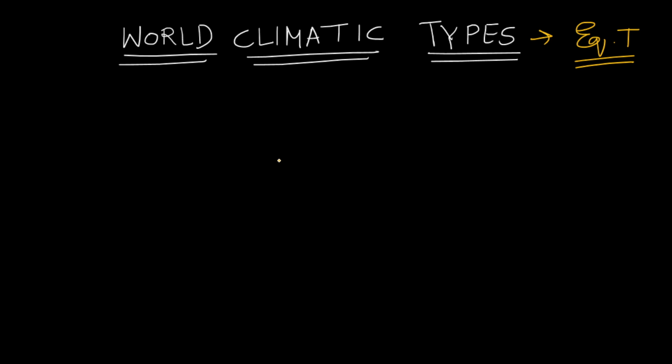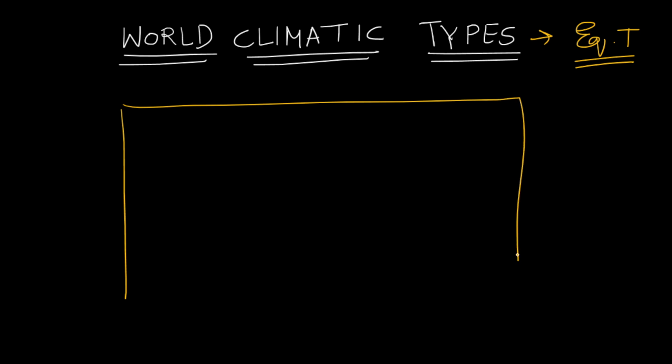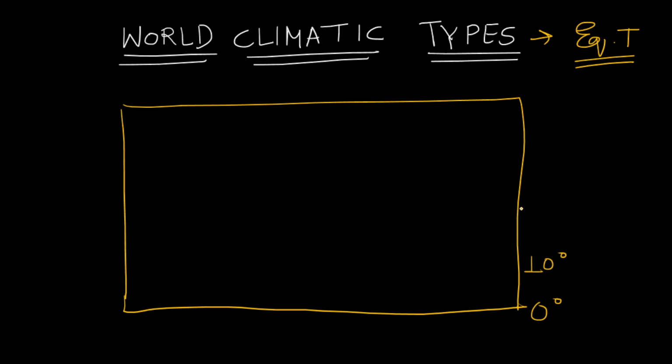Okay, so just make a square, and this will help you to understand all the climatic types. Very important square. 0 degree, 10 degree, 30 degree, 45 degree, 60 degree, 90 degree. All these are the latitudes.